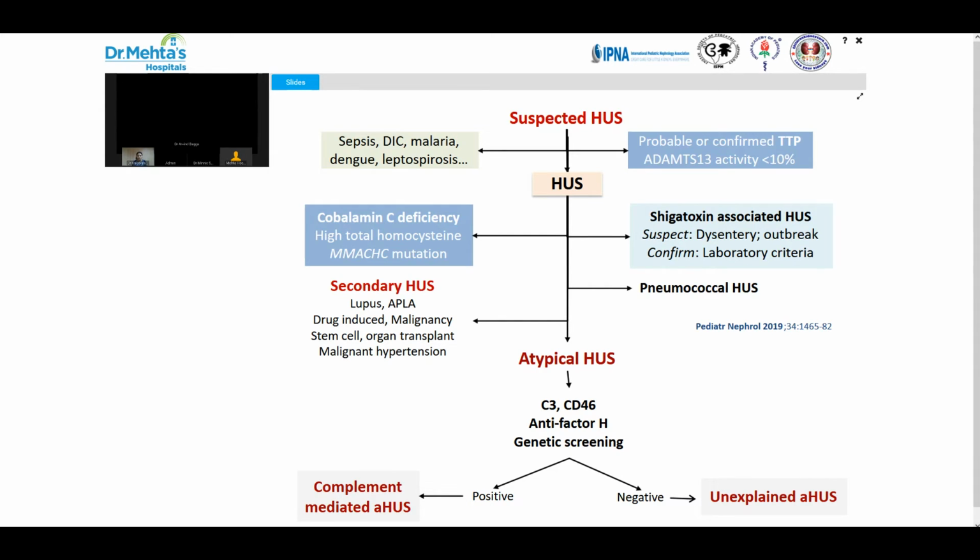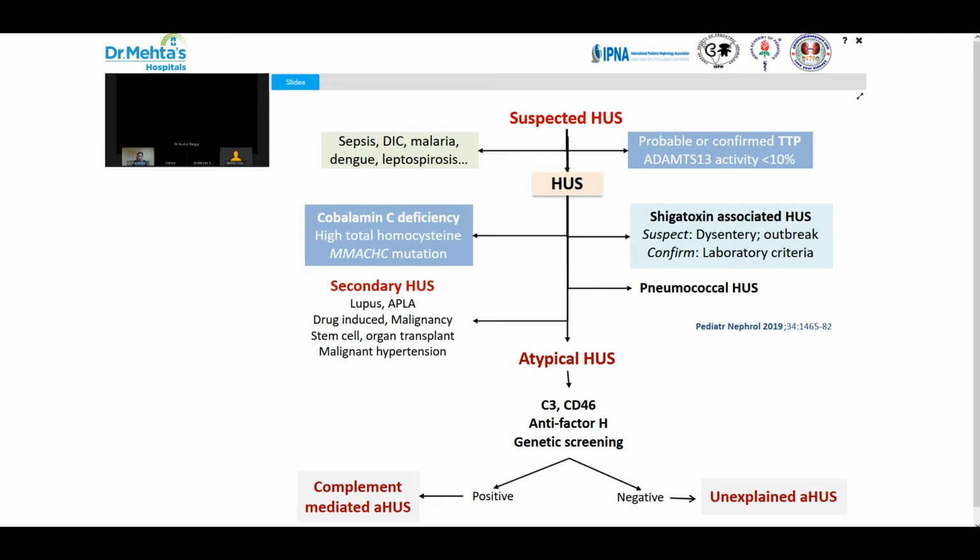But the tests that I've listed for atypical HUS, I think it's imperative that these tests be done. So you need to do C3, you need to do flow cytometry for CD46. There has to be anti-factor H screening, and you have to have a genetic screening. And these samples should be taken before you start plasma exchanges. So please don't start plasma exchanges before taking an anti-factor H level. Because as I showed to you, with 3 plasma exchanges, the anti-factor H level is going to decline by 80%.